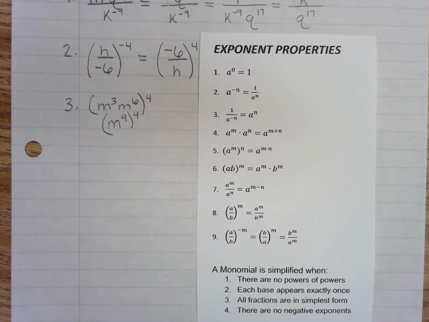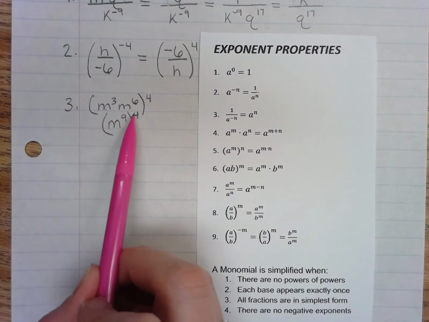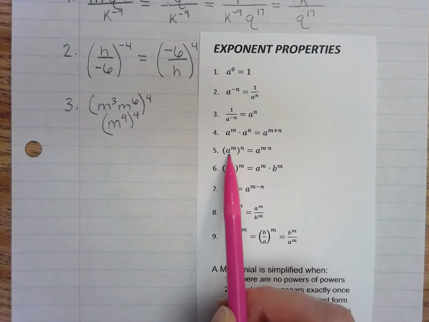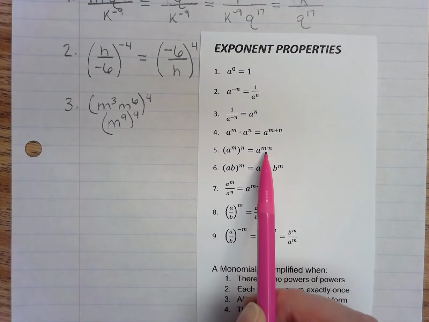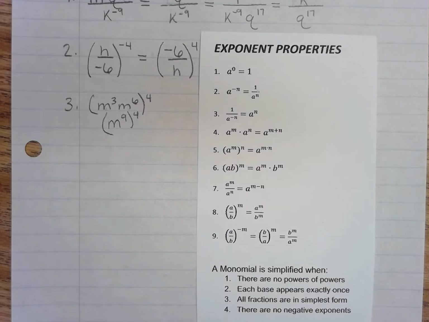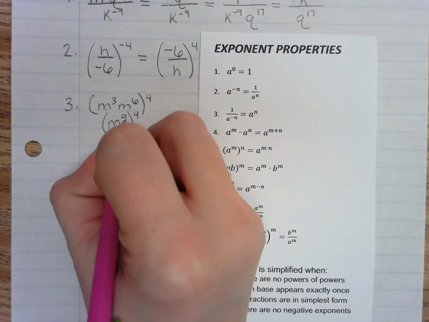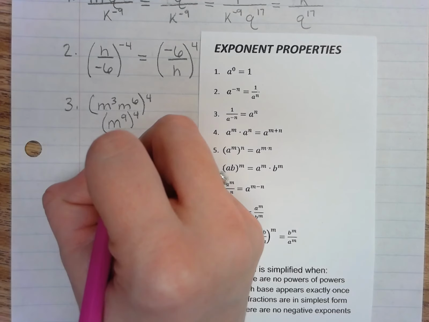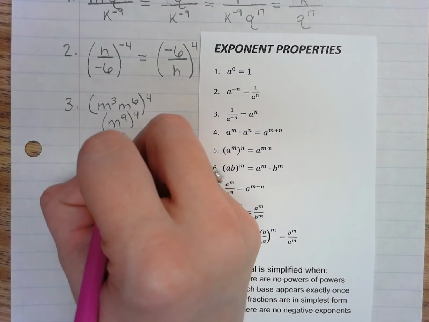So let's look at the next property. This is a power to a power. So notice the property here. When it's a power to a power, you multiply. Notice I'm stressing those P's. Power to power, multiply. So m, 9 times 4 is 36.